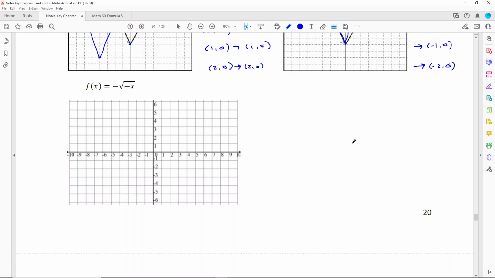Okay, what about this one? So again, this is that assumption that you know your base graphs. So this one you have to identify that the base graph they're looking for is the square root of x. So let's start by graphing that one. Maybe you need a table of values, maybe you could just do it.